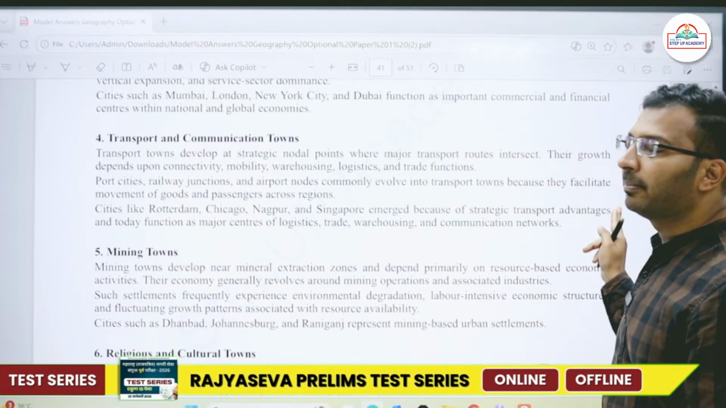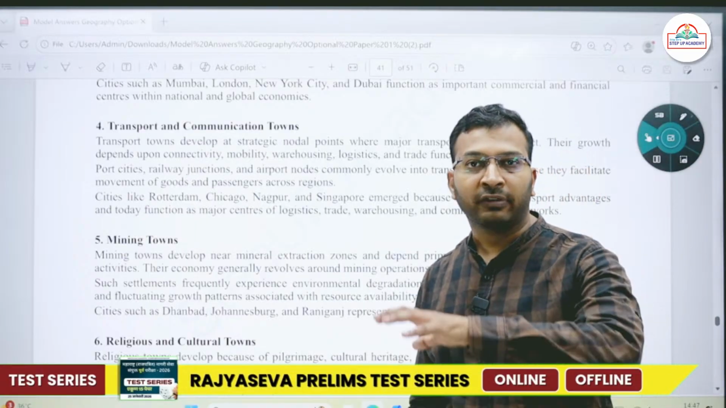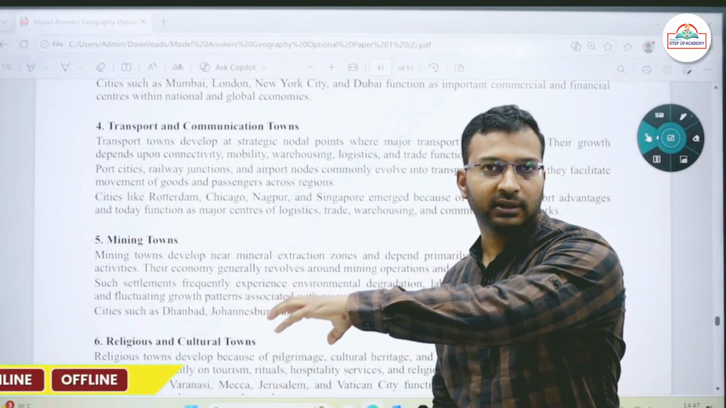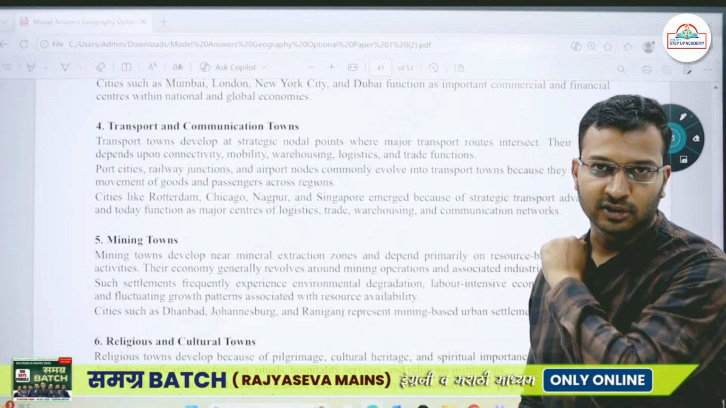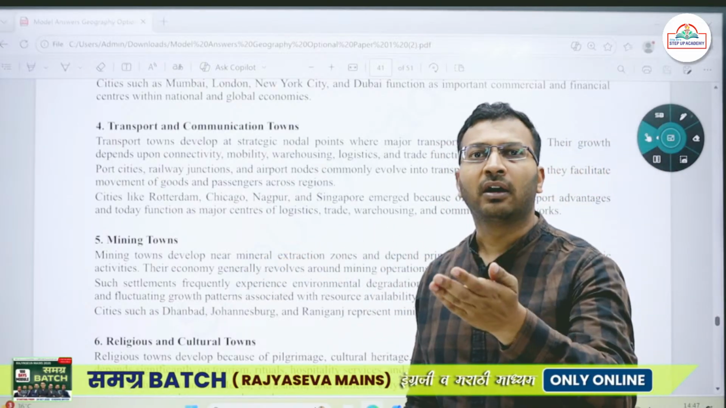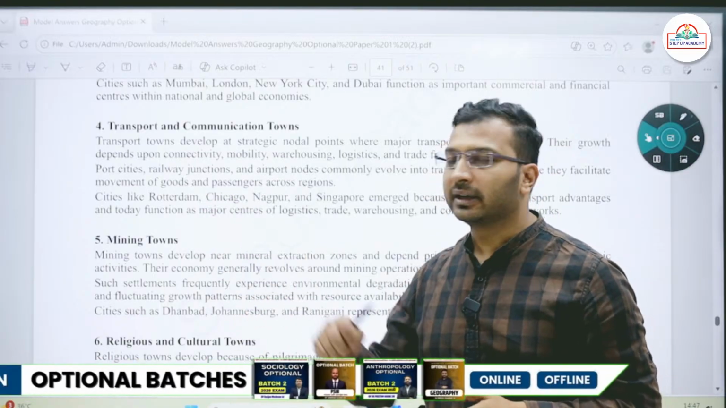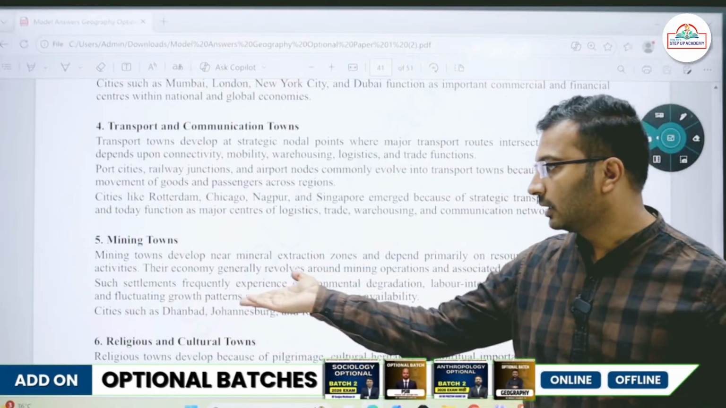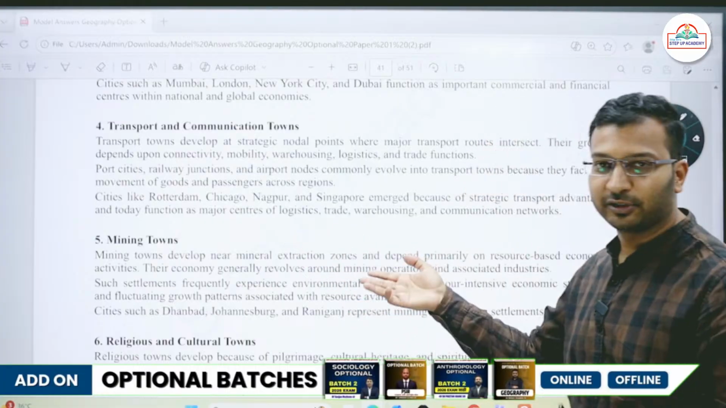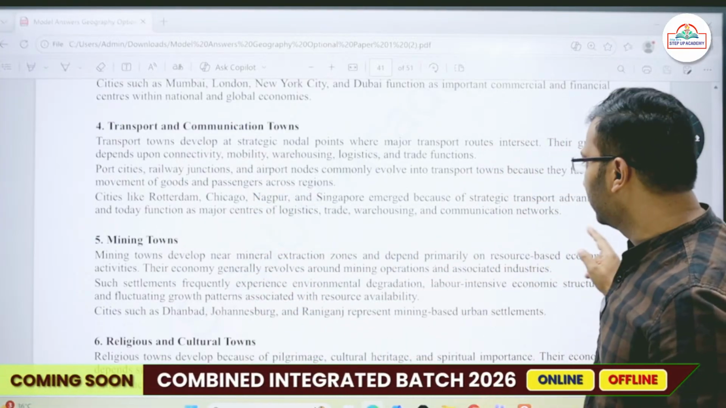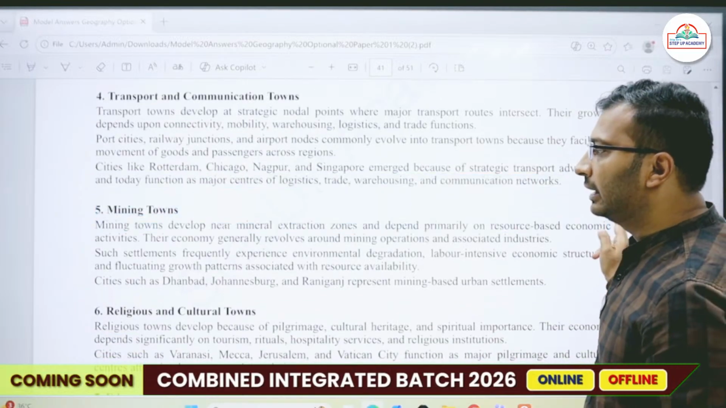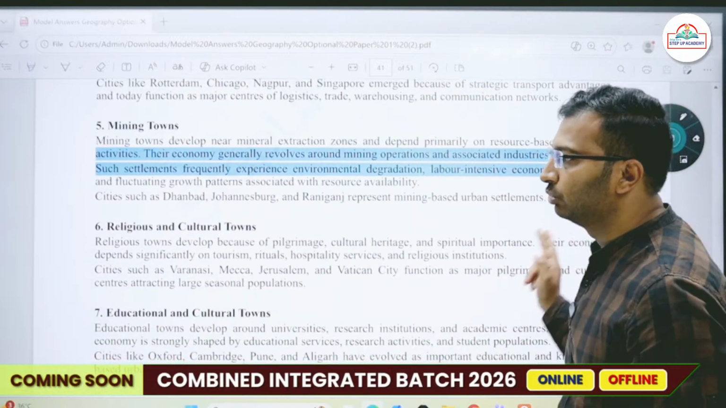Then there are some mining towns as well, where the dominant economic activity is mining of raw material or various resources. For example, coal mining in Raniganj. It is nothing but a mining town. Then Dhanbad, you must have heard, in Gangs of Wasseypur. So Dhanbad is a mining town. Then Johannesburg, South Africa. Then there are some religious and cultural towns present as well.